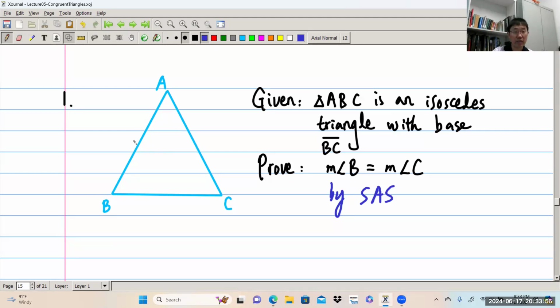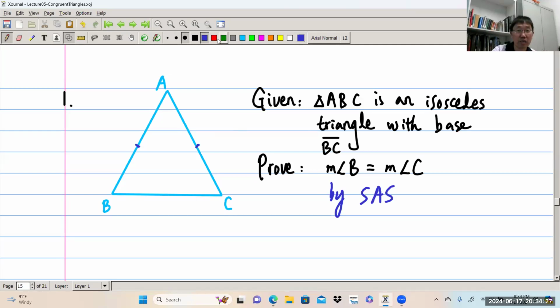So in this case, AB is congruent to AC. BC is the base. I want to prove these two angles are congruent. Right now, I don't know if they're congruent or not, but I want to prove they are congruent. So how to do that? How to use SAS? Previously, we used SSS. To use SSS, I used the midpoint. Then I know SSS, right? But now I need to use SAS.